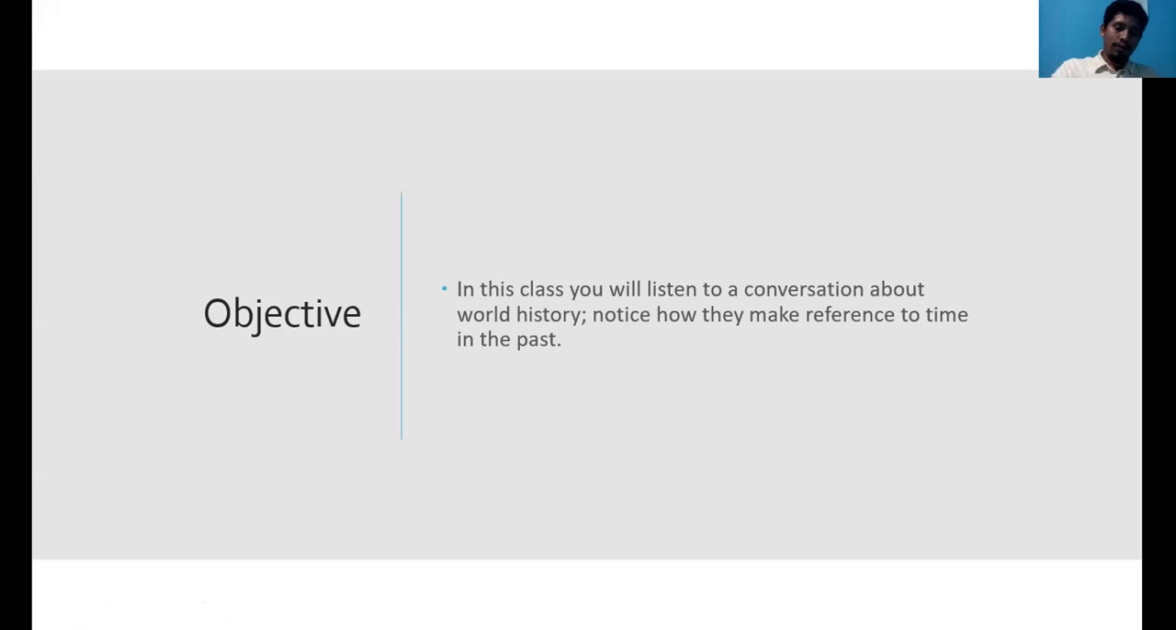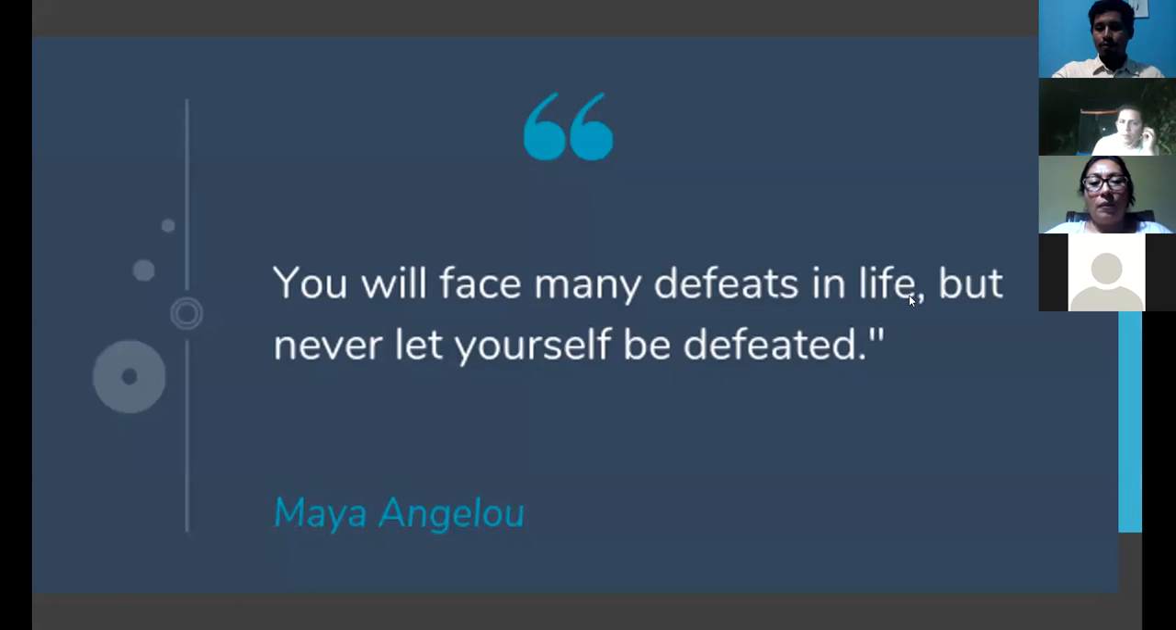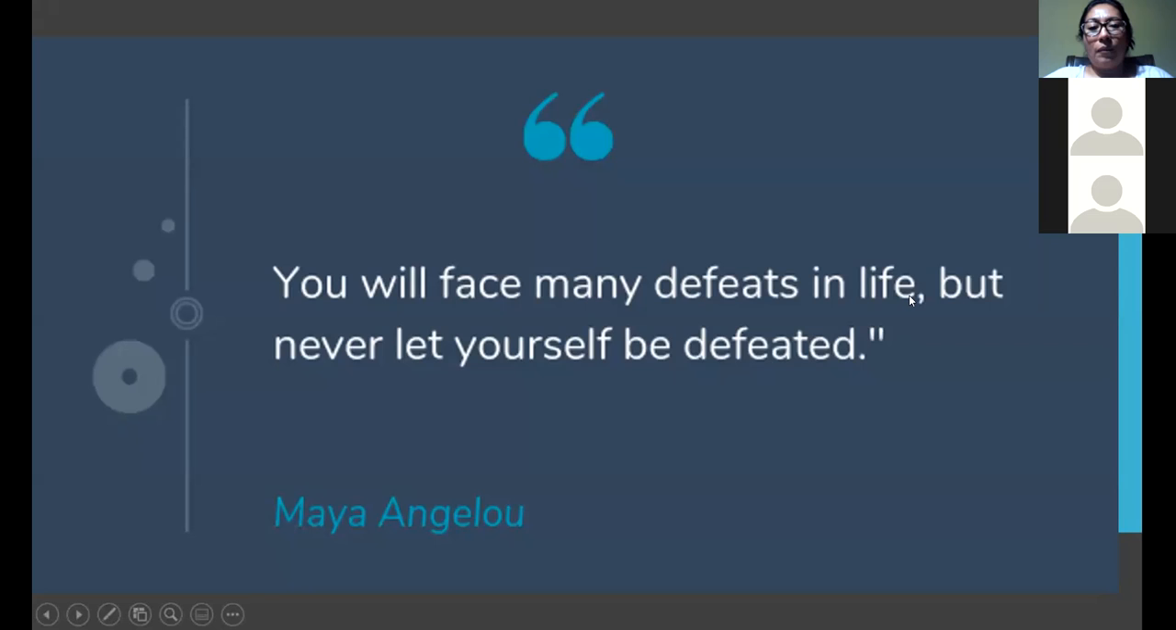But first of all, we are going to discuss an information here that is important in the construction of sentences. Check it out, this quote. It says, you will face many defeats in life, but you never let yourself be defeated. Let me see, I want to listen to you. What do you think about this quote? You can give me an opinion about this.